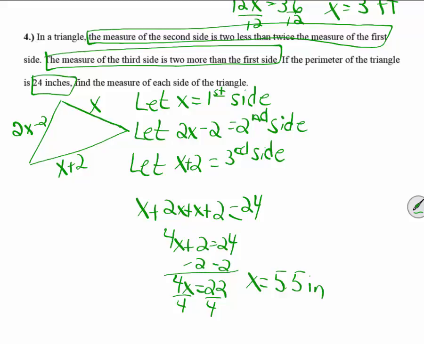Which means they ask us to find the measure of each side. So the first one is 5.5 inches. The second one is going to be 9 inches. Double check my math on that, please. 5.5 times 2 is 11, minus 2 should be 9. And then this one is 7.5 inches.